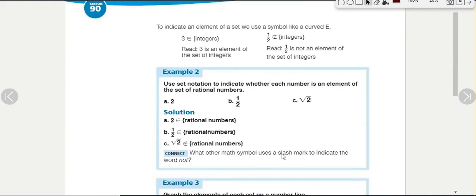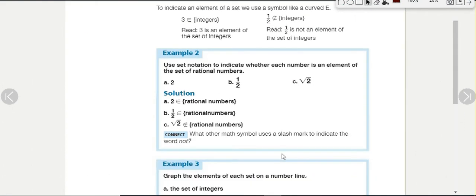To indicate an element of a set, we use a symbol that looks like a fancy E. It means is an element of. Remember, elements are the things we're listing. So 3 is part of the integers. But 1/2 is not. Why? Because it's a fraction, and integers are only negatives and positive whole numbers.